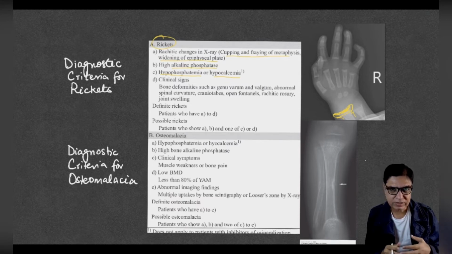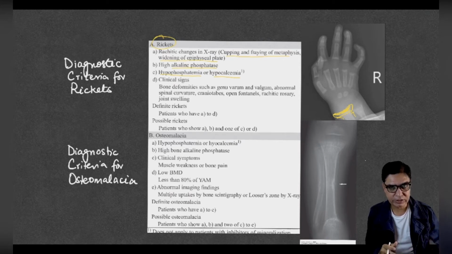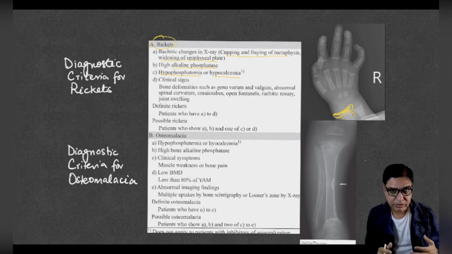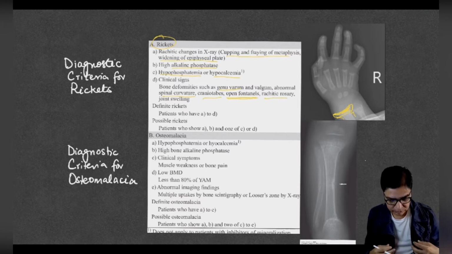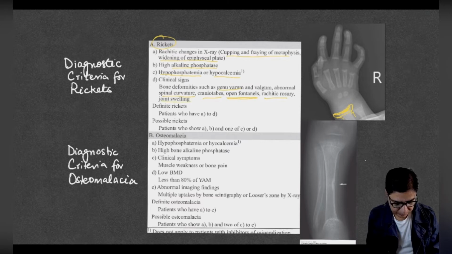So if there is a relative deficiency of phosphate or calcium and a high alkaline phosphatase, that is another criterion that you need to make a diagnosis of rickets. And obviously then there should be clinical signs like genu varum, genu valgum. You can have abnormal spinal curvature, craniotabes, which is softening of the skull, prolonged open fontanelles in small kids, rachitic rosary, in which you find the nodes in the anterior parts of the ribs, and some joint swelling as well.